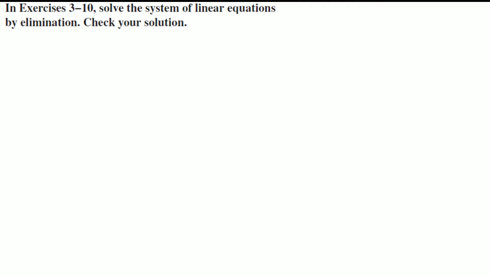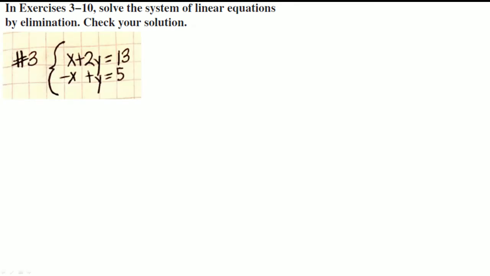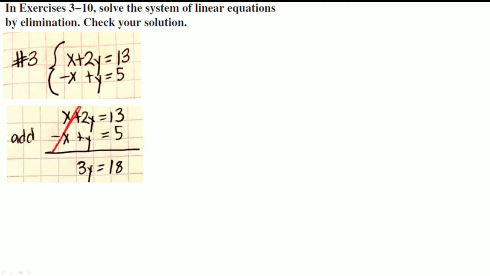In exercises 3 through 10, solve the system of equations. You can check your solution by graphing it or plugging it back in. Here's your system that you had from before. x plus 2y equals 13, and -x plus y equals 5. I'm just going to add this. In the process, this cancels out. 2y plus y becomes 3y. 13 plus 5 becomes 18. Divide by 3 to both sides, you get y equals 6.